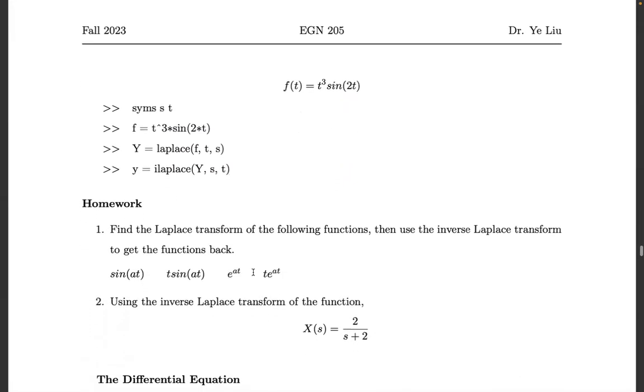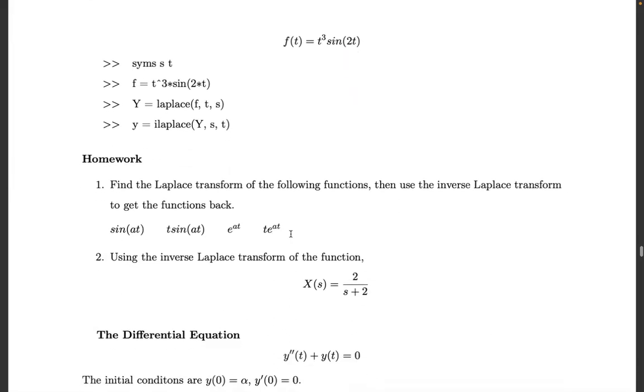Then for homework, you need to type the following functions for the Laplace and inverse Laplace transform in MATLAB: sin(at), t times sin(at), e to the power of at, and t times e^(at), where a is a constant. For these, you also need to define a as a symbolic constant in MATLAB.